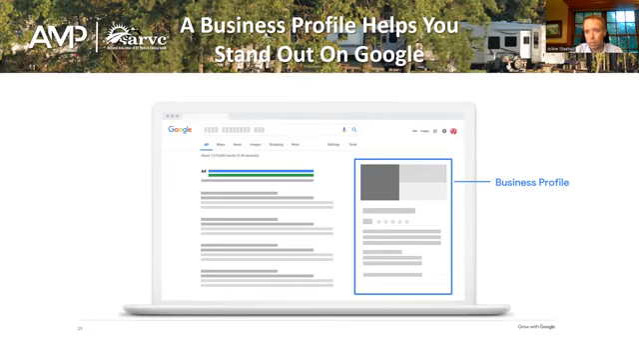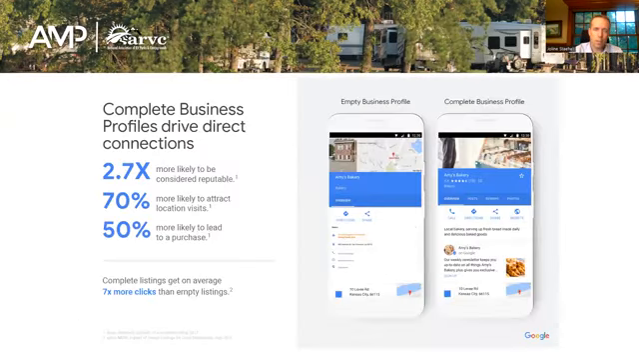Consumers are likelier today to click on business listings and business profiles than they are to click through to your website. Here's what Google advises. And again, this is truly good work that Google is doing for consumers and for small business owners. And this data comes directly from Google.